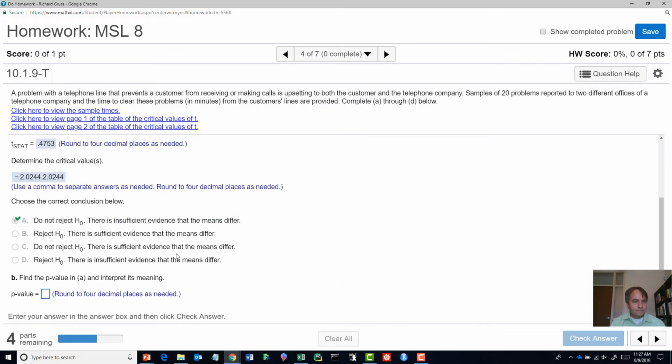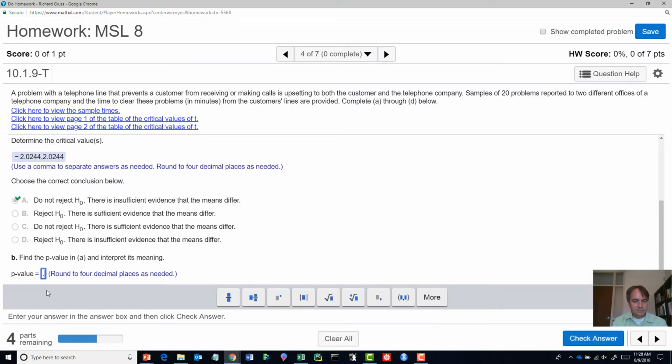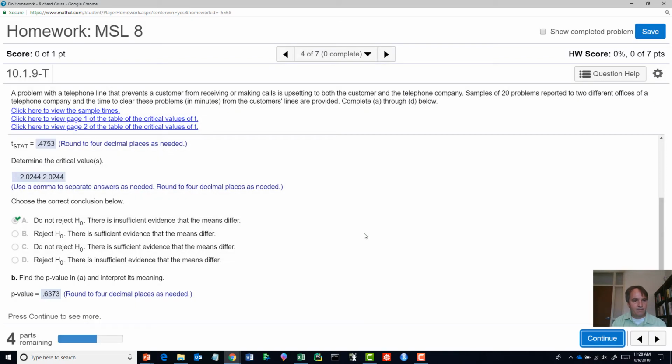Okay. Now the p-value, once again, you can watch the video on p-values if you want to see how to calculate that manually. Once again, you're going to need to know the degrees of freedom and the t distribution. But it's reported here in Excel for you, and so it's going to be right here. The only thing we need to know is that we're doing a two-tailed test, so that p-value is 0.6373. Okay. All right, now we have to press continue to see more.